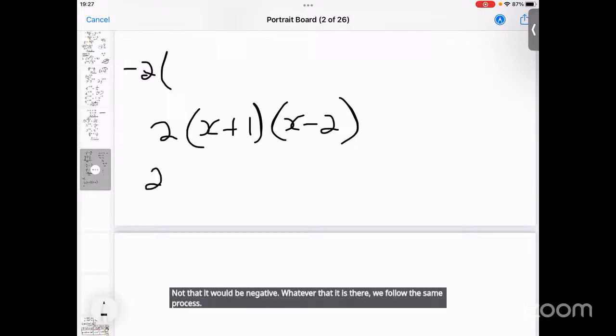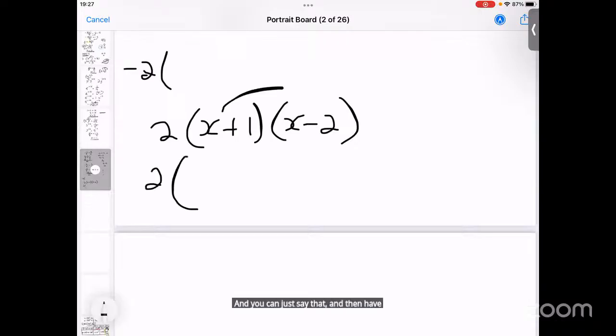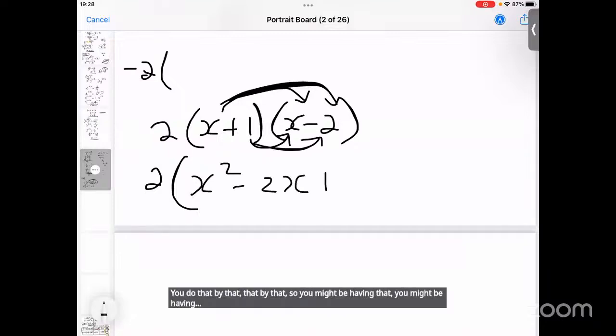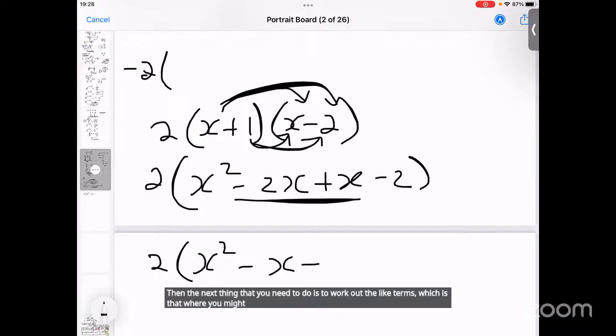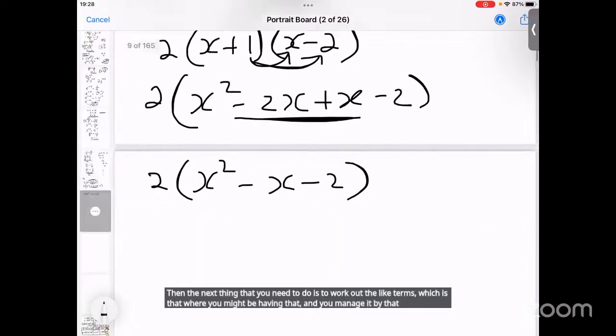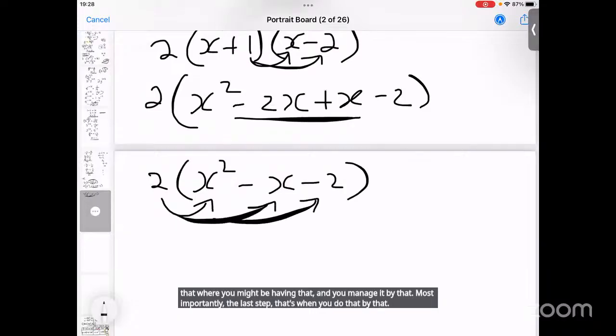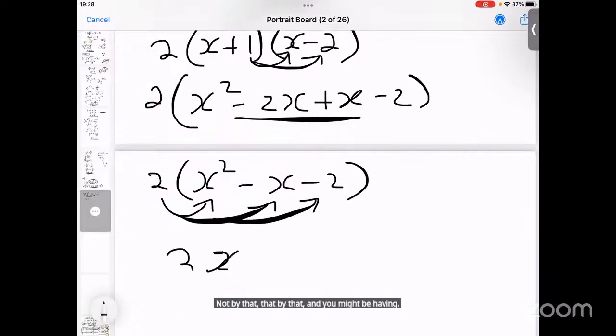You can just say that and then have that big bracket where you do that by that, that by that, and you do that by that, that by that. So you might be having that, that, that, that. Then the next thing you need to do is to work out the like terms, where you might be having that, and you minus it by that. Most importantly, the last step, that's when you do that by that, and you might be having that, that, and that.